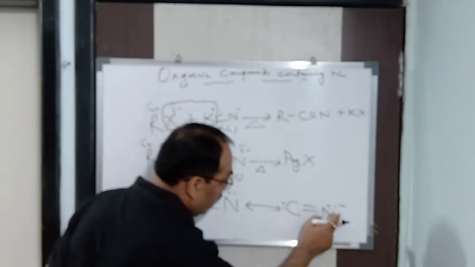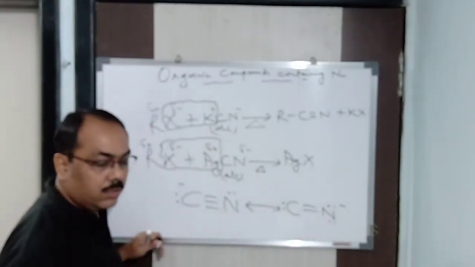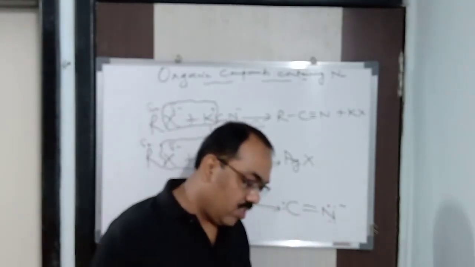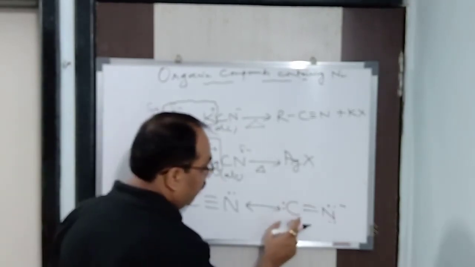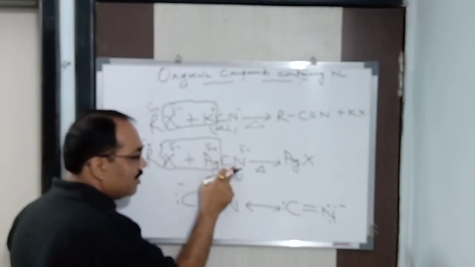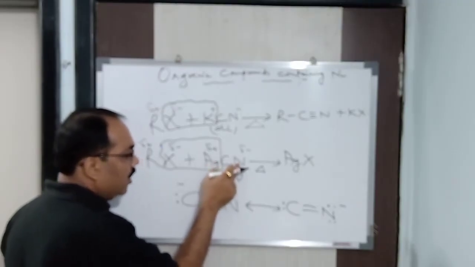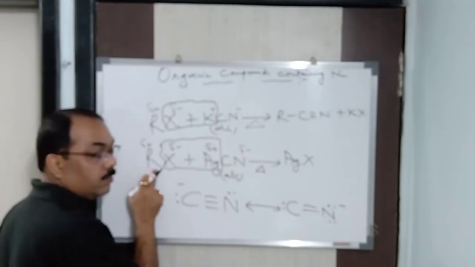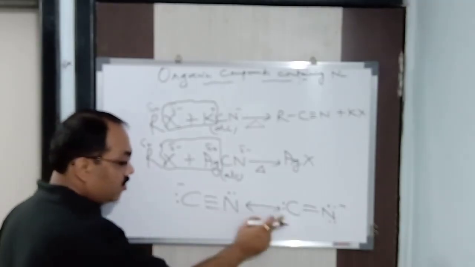Nitrogen is more electronegative than carbon. Due to this reason, what you find is that nitrogen is more electronegative, and hence here also the same thing: as nitrogen is more electronegative, the N is attached to the alkyl group. Understood this particular thing?